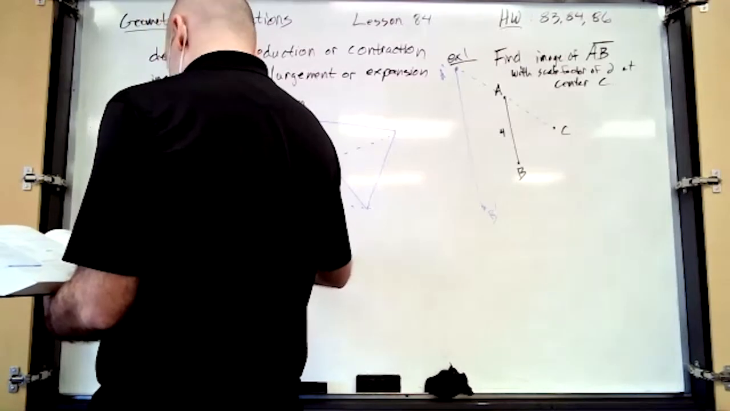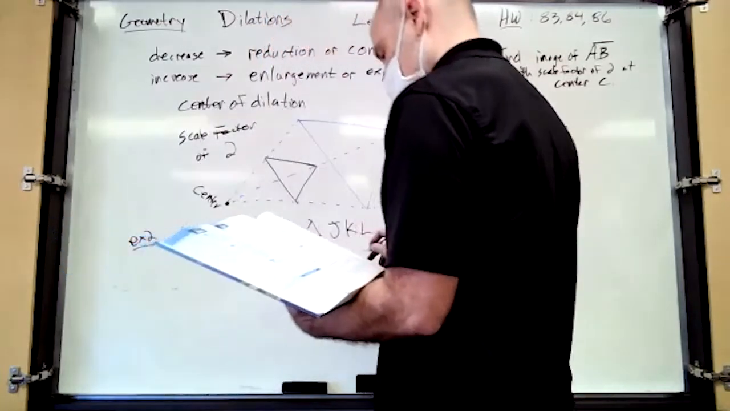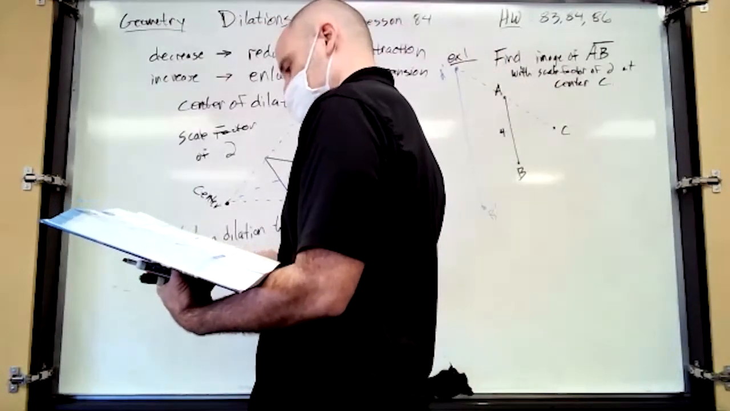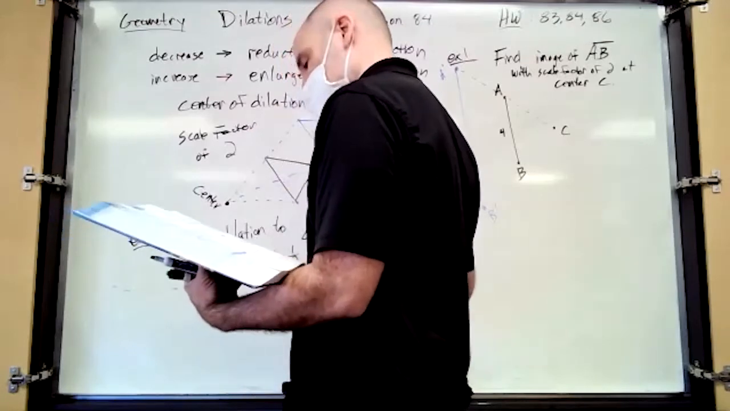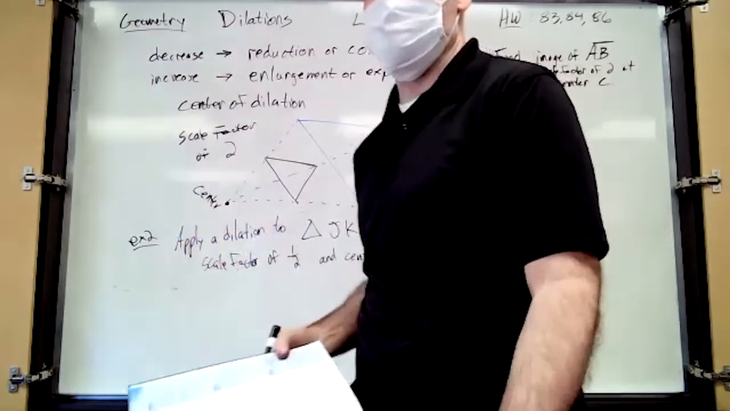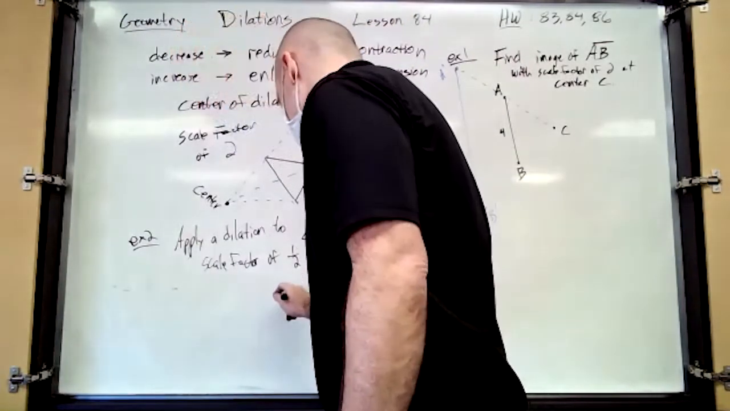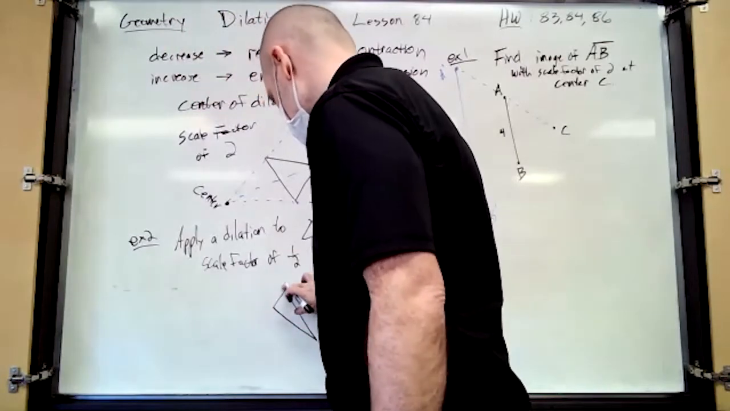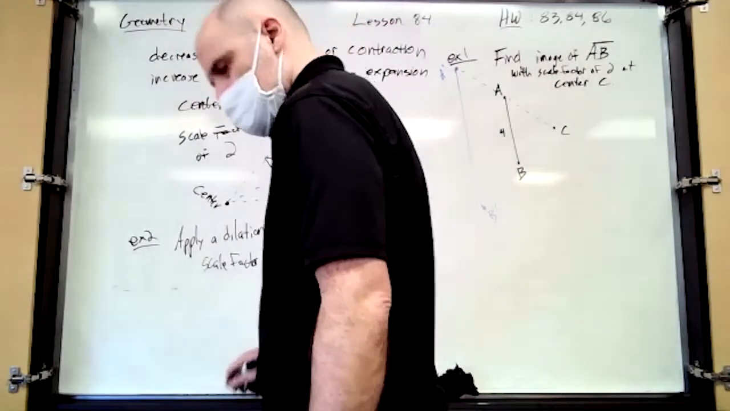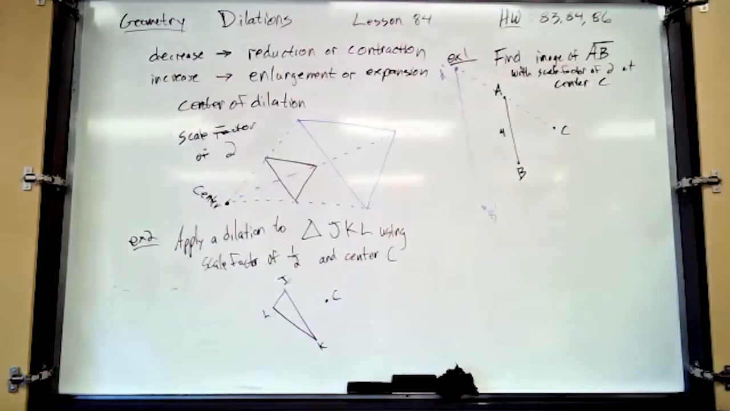So apply a dilation to triangle JKL using scale factor of 1/2 and center C. So in order to do this, they have to give you a diagram, okay? So you're going to have a triangle. Let's say the triangle looks like this. Okay, this is JKL. Center C, let's just put it over here somewhere. Okay, so see if you can sketch that.